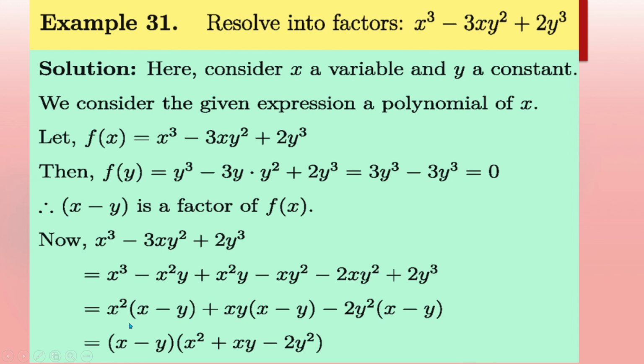Now we can write the third line, that means x minus y into x minus y into x minus y. So here will be x square, and x square into this means x cube minus x square y. Here xy into x minus y, that means x square y minus xy square. And here, for matching with this, we have to take here 2y square. As a result, here will be x minus y, same process. And this equals x minus y into x square plus xy minus 2y square. Again, this can be resolved into factors.